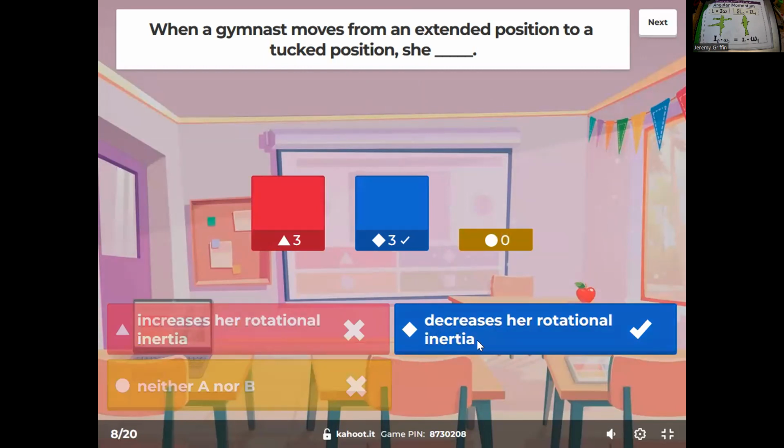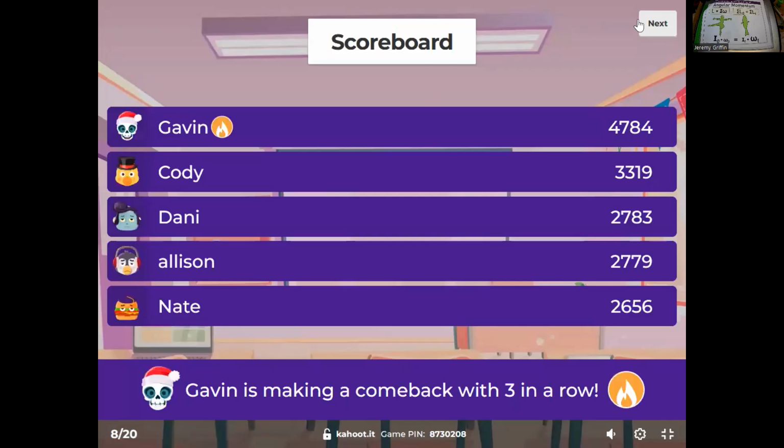She would be decreasing her rotational inertia, thereby probably also increasing her angular velocity if she was spinning. What about angular momentum? Would that be conserved? Yeah, that would be conserved, right? Let me flip my screen. You guys can get the visual one more time. That's that right there, right? Going from left to right. Go to a tuck position. You are moving your mass toward the axis of rotation.